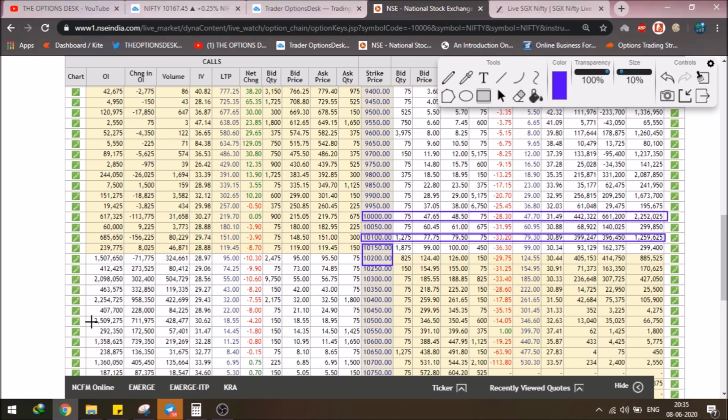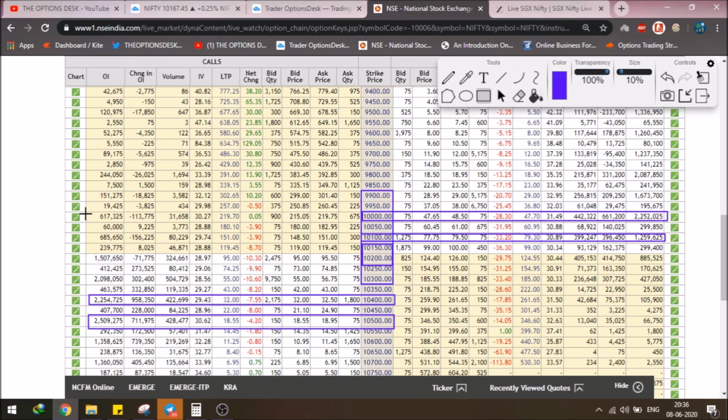Now let's see the major resistances on the high side. The major resistance on the high side is at the 10,500 level, where the maximum call sellers are staying, and further resistance is at around 10,400. These are the resistances for the major option chain on the higher side. What is the expected range? I'm expecting the range for this expiry, for this week, at around 9,900 to 10,300.